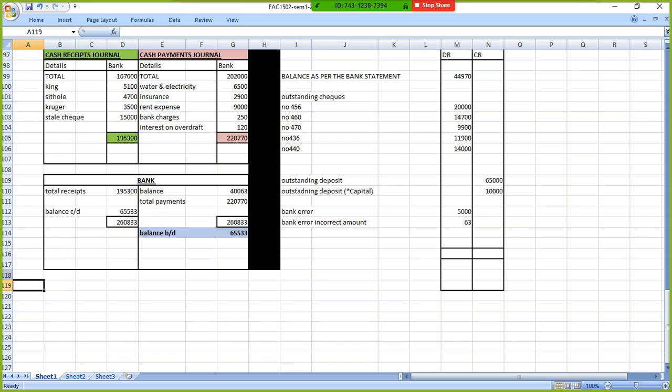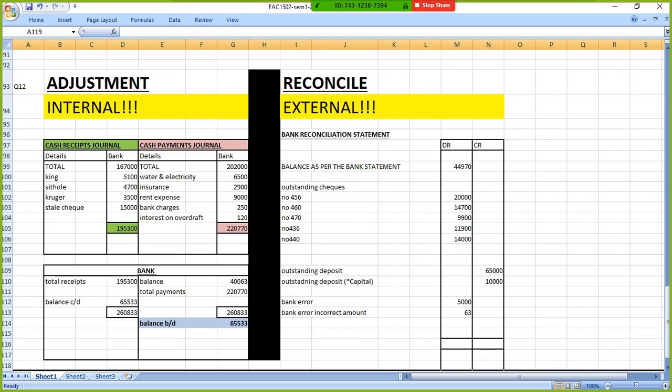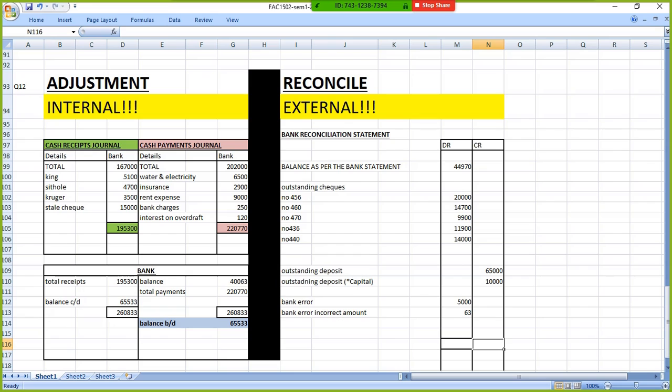Okay, delete those extra ones. Okay, you total up both sides. You see which side's bigger. Okay, which side looks bigger? This side looks bigger, hey? The debit side. Yeah, so let's put that on this side as well. Okay, let's see if it works. No. Okay, 20,000 out. I think it's this. The outstanding deposit. That needs to go.